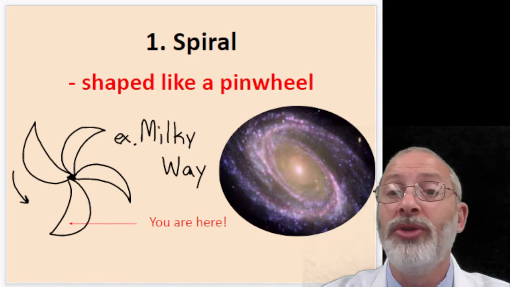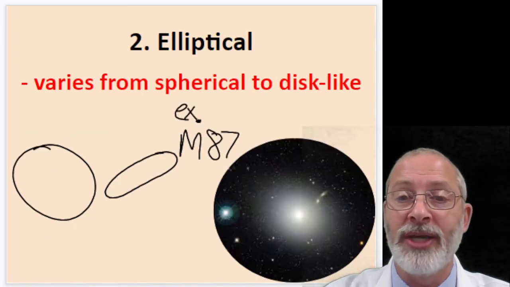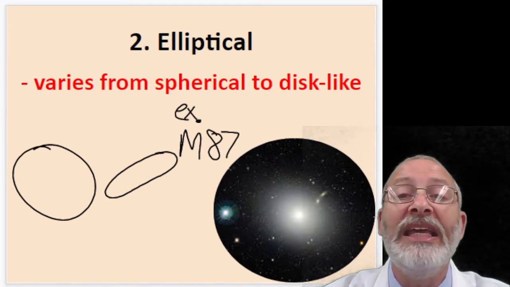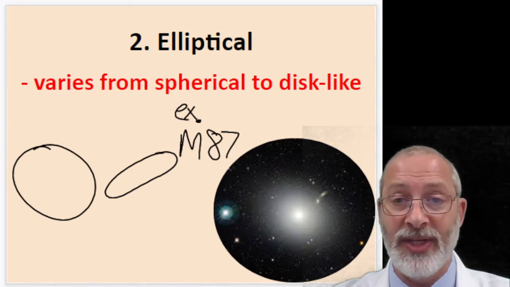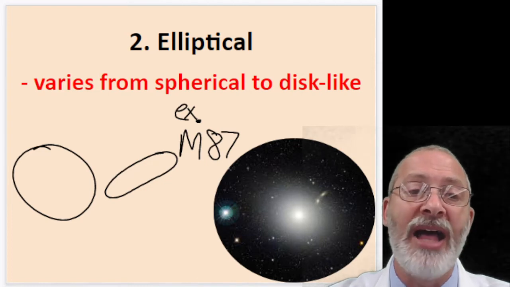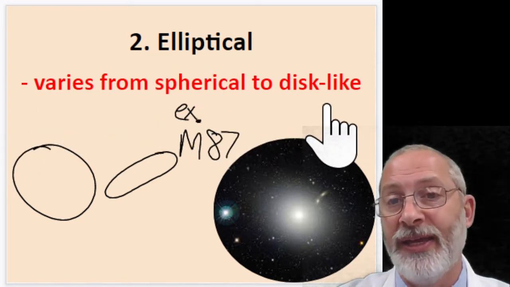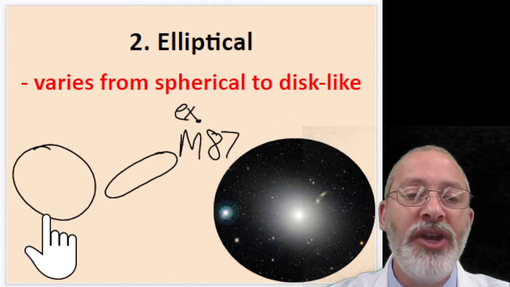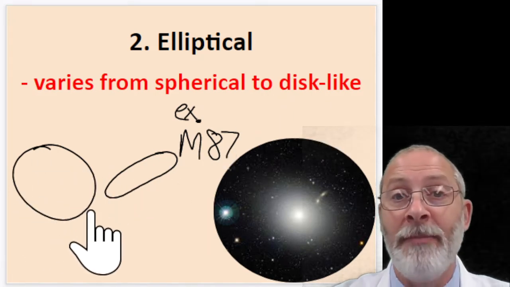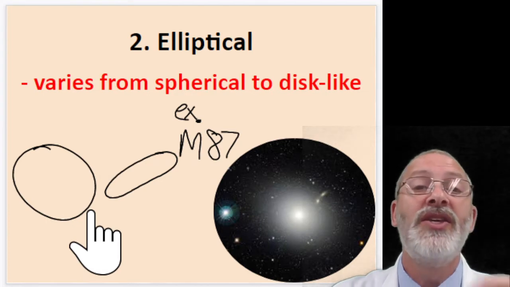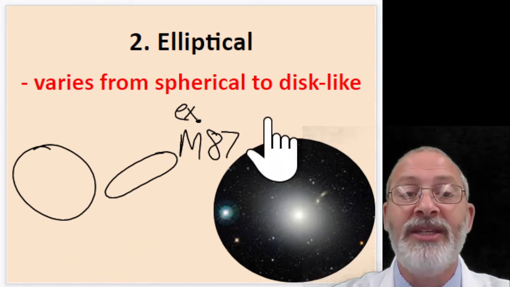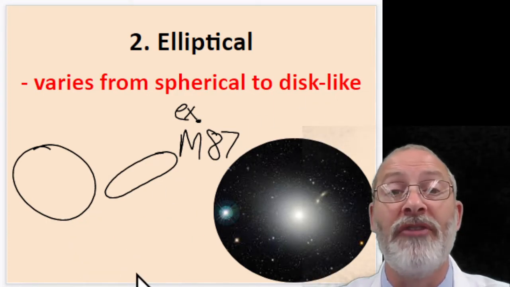All right, so the spiral galaxies, one type. Another type are the elliptical galaxies. Elliptical galaxies vary from spherical to disc-like. What do those words mean? Spherical is like a ball. Imagine a beach ball. That would be spherical in shape. Disc-like, how many of you have ever thrown a frisbee?